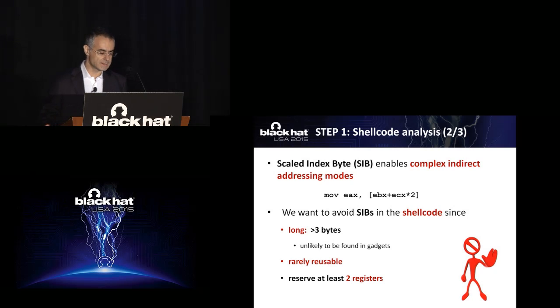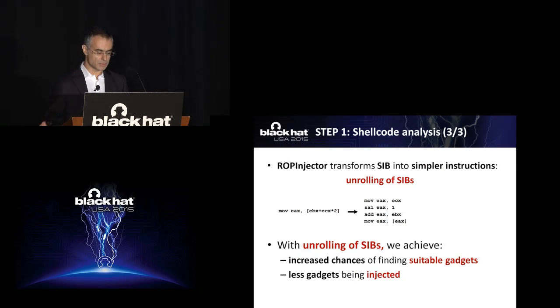We don't like scaled index byte instructions. Why? Because they are complex. They use complex indirect addressing modes. Instructions like this one, we don't like them. Why don't we like them? Because they are long, more than 3 bytes. It is unlikely to find gadgets with these instructions, they are rarely reusable, so we don't need them, and they reserve at least 2 registers. So what are we doing?